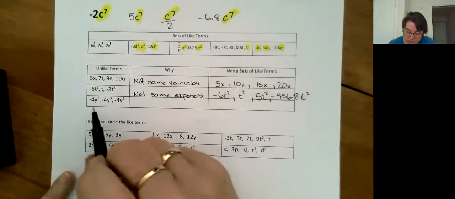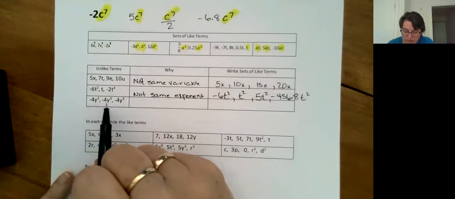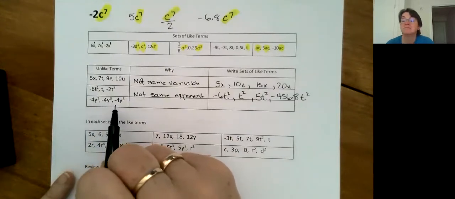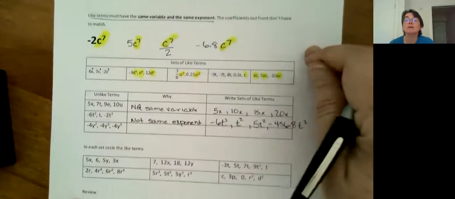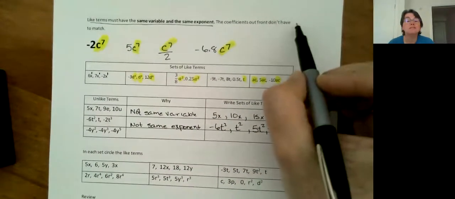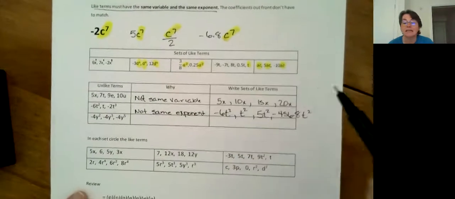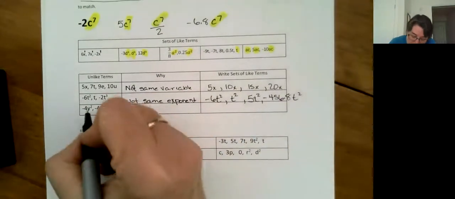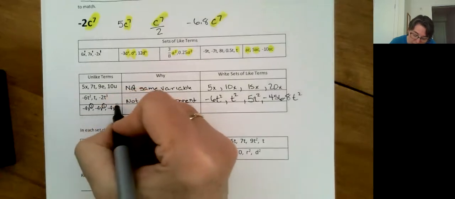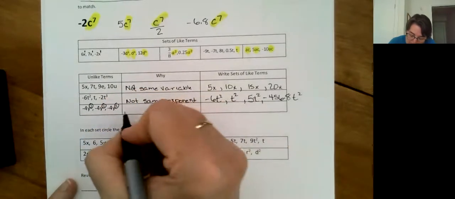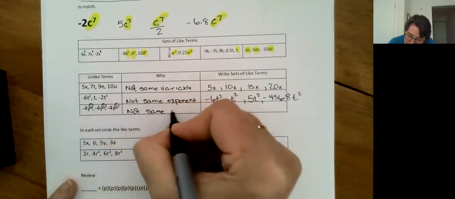Now, what's wrong with this one? It looks pretty good. Okay, the fact that there's a negative 4 out in front of all of them doesn't really mean a whole bunch in this question because the part I didn't bold up there, coefficients out front don't have to match. If they do, good. If not, I don't care. Like terms have nothing to do with coefficients. But look, we've got squared and cubed and to the 5th power. So, not same exponent.